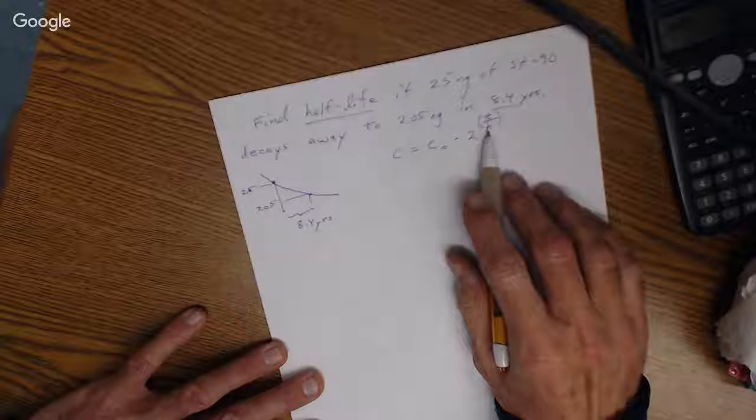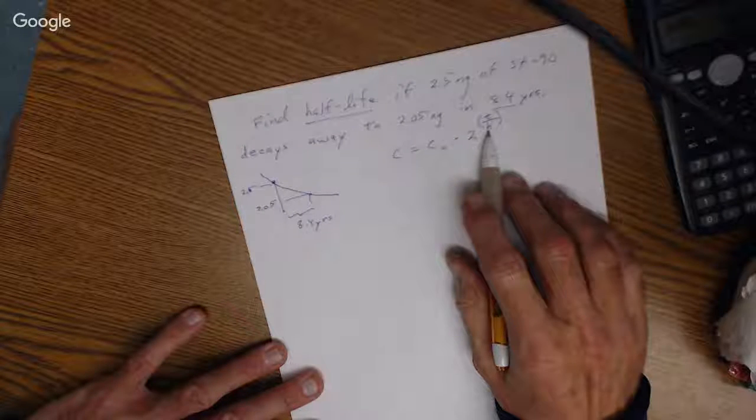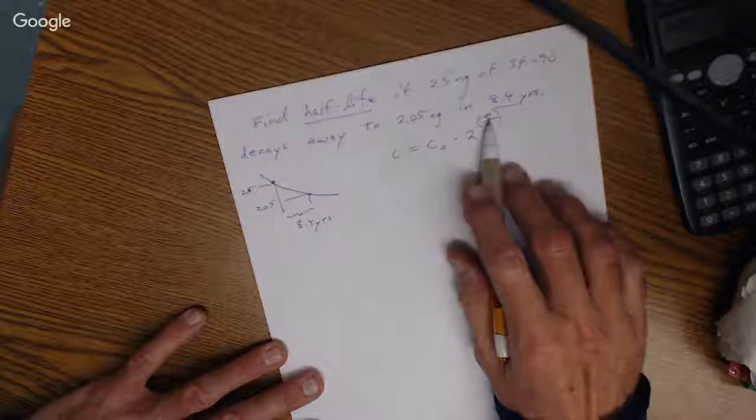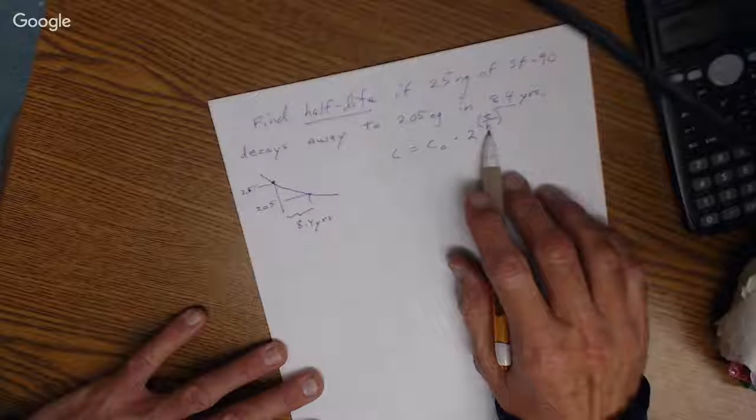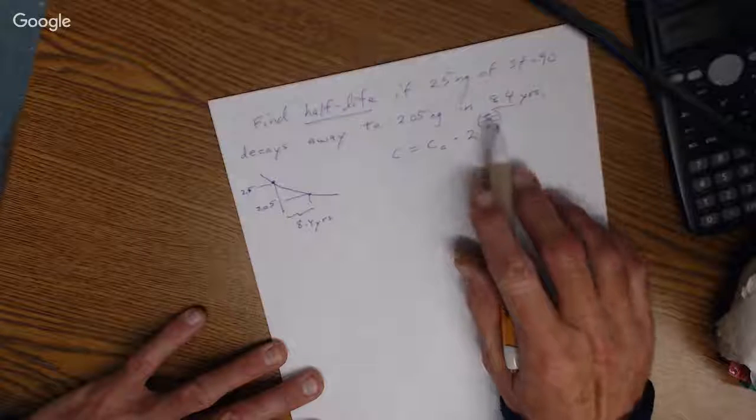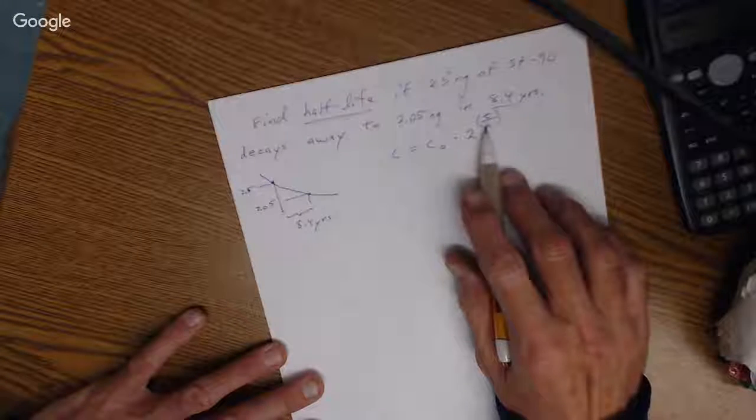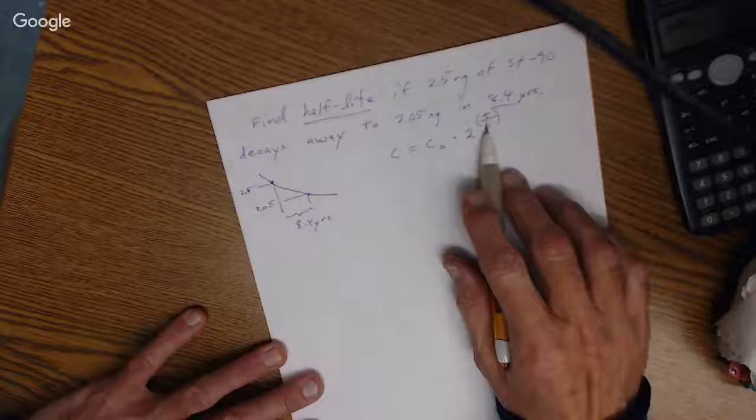T is time, h is half-life. And that'll be in the same units as time. So if t is in years, half-life has to be in years. If t is in seconds, half-life will be in seconds. But they're both times using the same units.